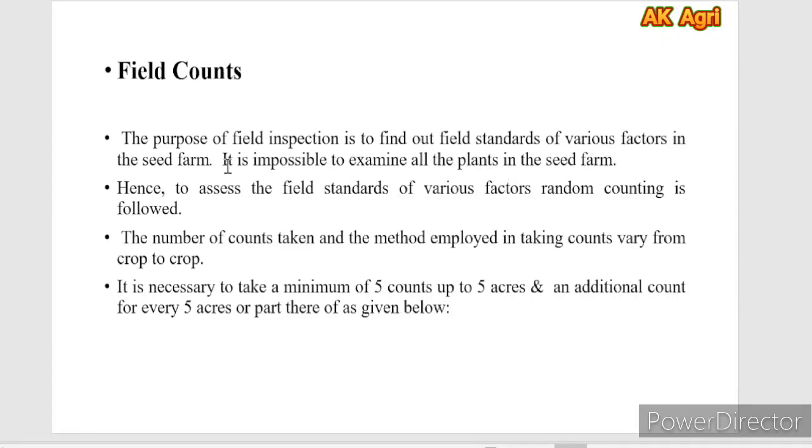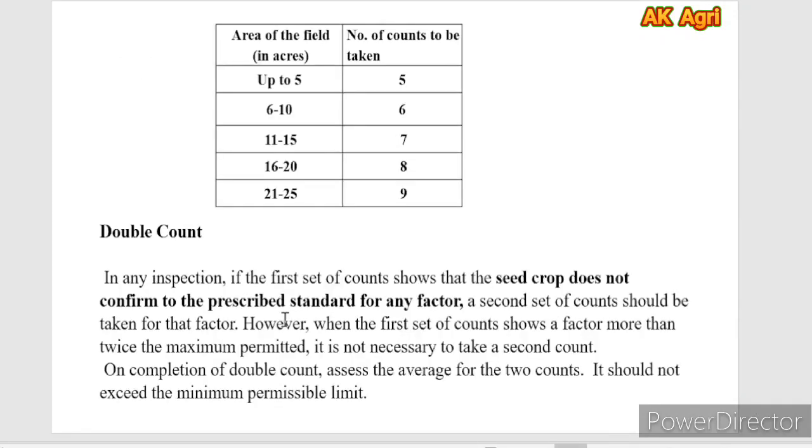So what do we mean by field counts? The field counts are the minimum number of plants that the field inspector has to verify for some of the factors which can cause irreversible damage to the genetic purity. So it is necessary to take a minimum of 5 counts up to 5 acres of land, and each additional count should be taken for every additional 5 acres of land. That is given in this table.